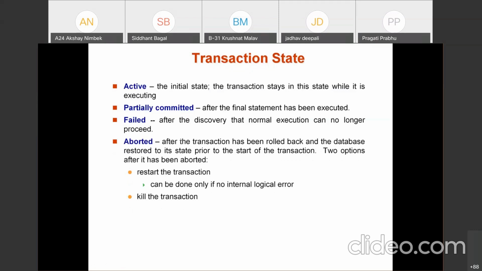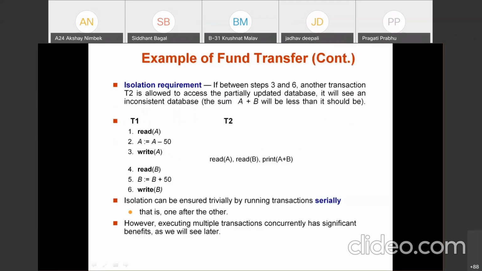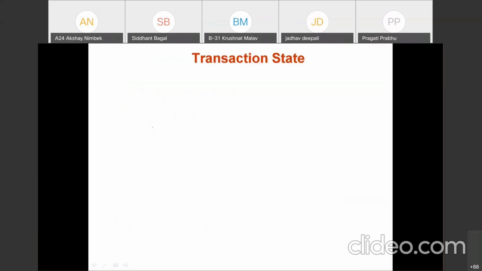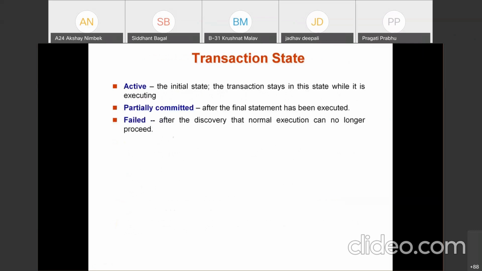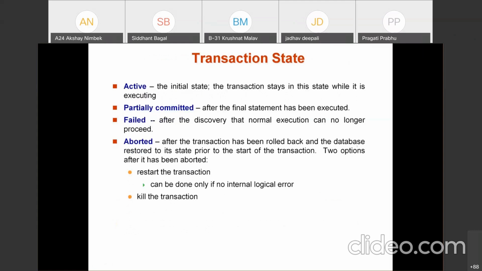After the transaction has failed, it is rolled back. What does rolled back mean? If this transaction failed after the write operation, after the read B operation, then it is rolled back, meaning it starts from the first instruction once again. So aborted means that once the transaction has failed, it is rolled back, and the database is restored to its prior state. Whatever the value of A and B before the execution of the transaction, that is restored. A again becomes 1000, B again becomes 2000.